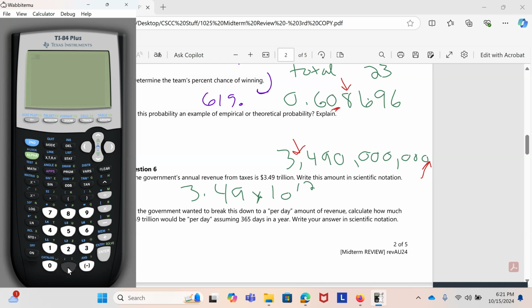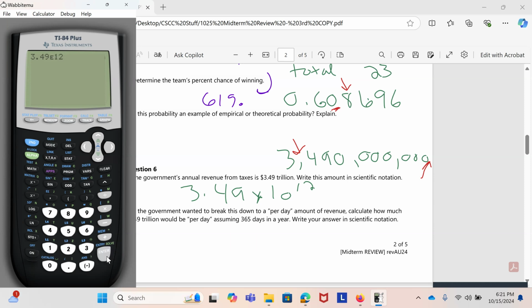And since it's blue, I know I need to hit the second button. Second, comma will make an E show up on my screen. That E is a built-in times 10 to a power. You don't have to do anything else. You don't have to do the times button, the tens button, or a power button. You just type in whatever power you wanted.